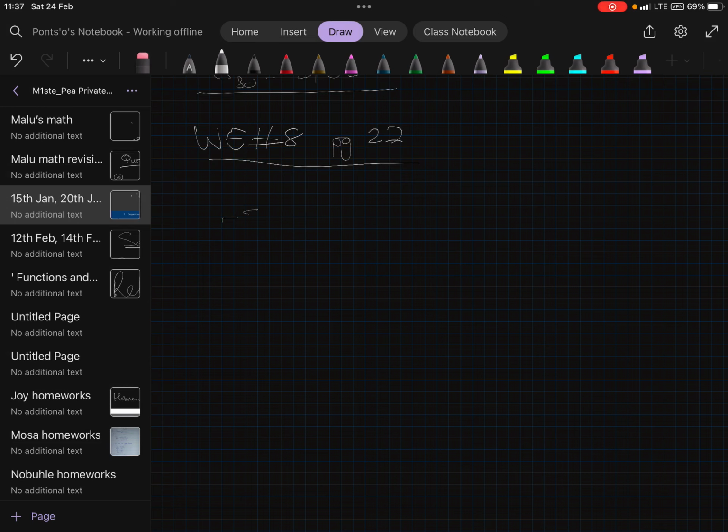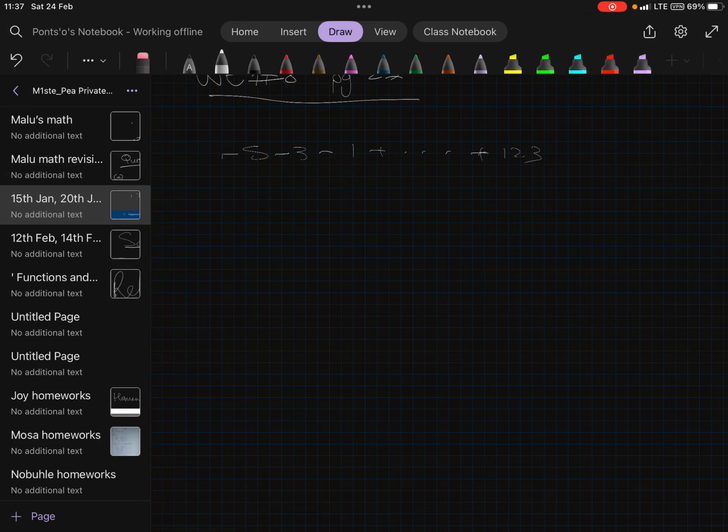Right, so we've got minus 5, minus 3, minus 1, plus all the way to plus 123. And the first thing we can do here is what? Would finding the common difference help us? Probably. Okay, maybe let's give it a try. So if we're going to work out the common difference, where do we start?